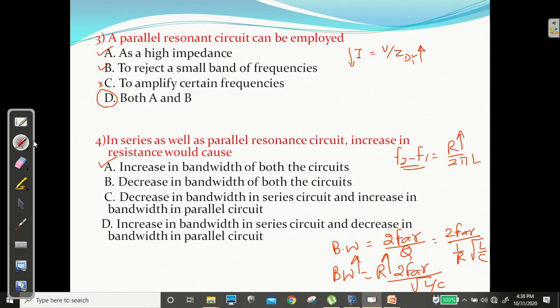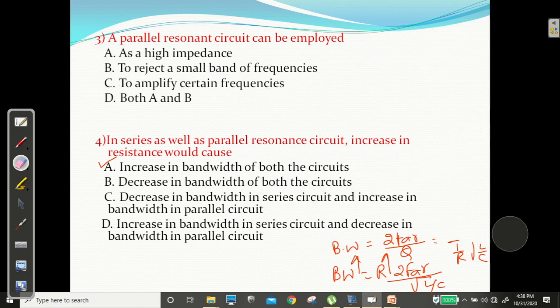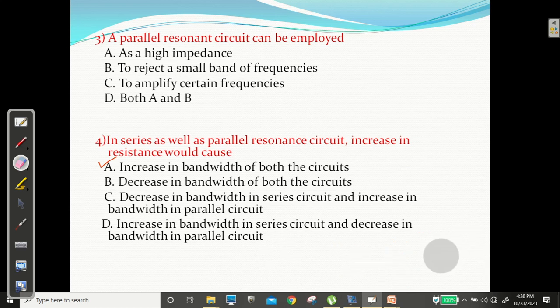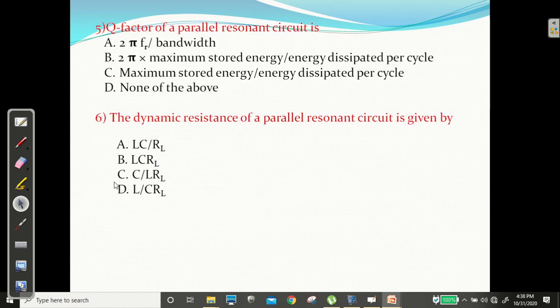Question number 5. Quality factor of a parallel resonant circuit is 1/2 pi FR upon bandwidth 2. Yes, this is the correct answer. B is correct answer. Okay, if you read the books, it is given 2 pi into maximum energy stored upon energy dissipated per cycle. So B is correct, right?